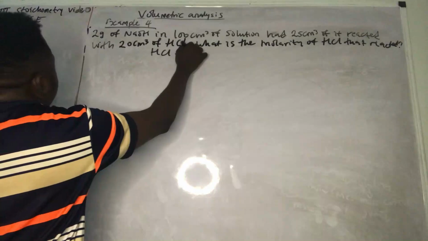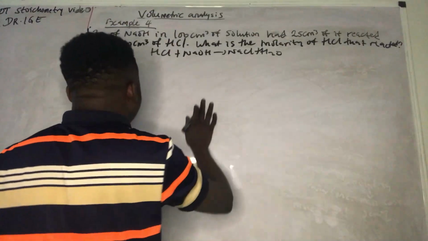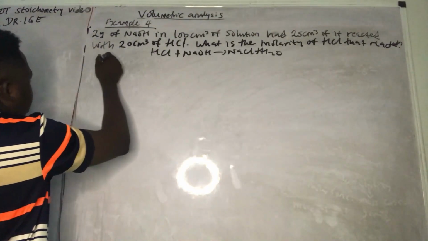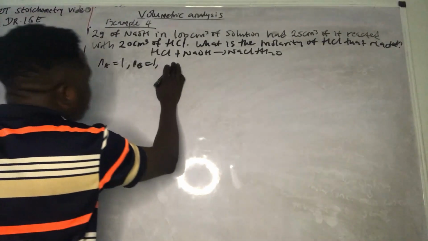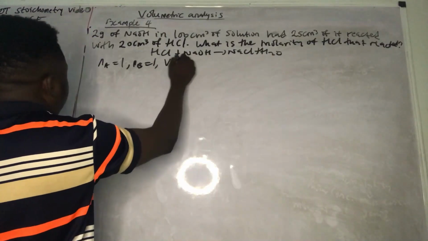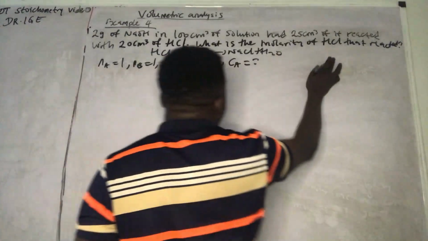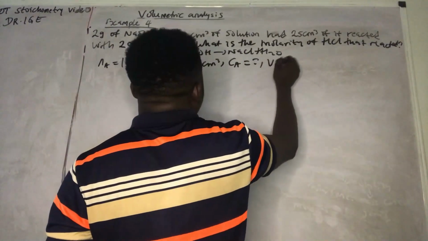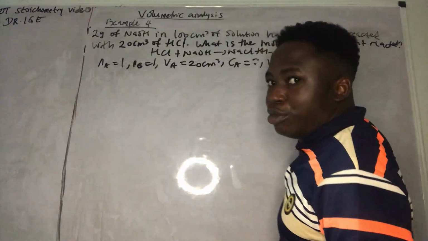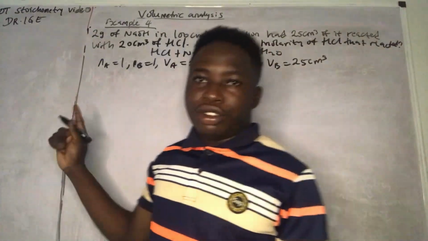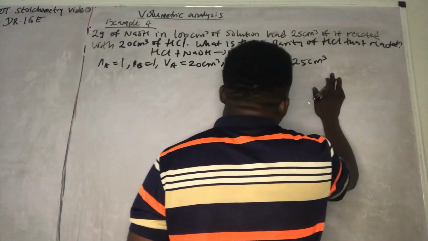Now, this is a basic concept too. First, write the equation: HCl plus NaOH gives sodium chloride plus water, which is balanced. You can put the states by yourself. Now, NA, the number of moles of the acid, is 1, and NB is obviously 1. For the acid, they give VA, 20 cm³. What about CA? That's what we're looking for. What about VB? 25. Please take note, this is the volume, not the 100 that was written there. So VB is 25 cm³.